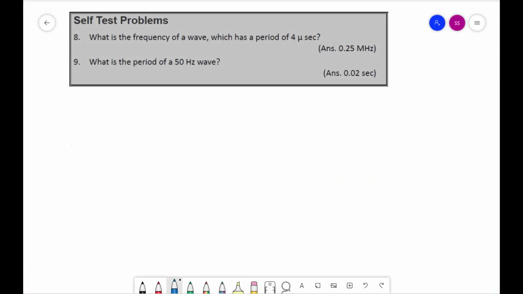So here's the solutions to questions 8 and 9, just to make sure we're okay with them. For number 8, we have, what is the frequency of a wave which has a period of 4 microseconds? So I recall that the formula, frequency is equal to 1 divided by the periodic time, and that will be 1 divided by 4 times 10 to the minus 6.